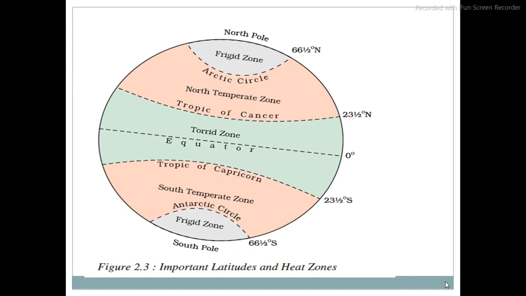At midday the sun rays will be here more, so this zone is going to receive more heat from the sun. That's why this zone is called the torrid zone. In the diagram it is clearly explained, where it is written torrid zone in light greenish color above the equator and below the equator. That is called the torrid zone. So we have three zones: torrid zone, temperate zone and frigid zone, right?